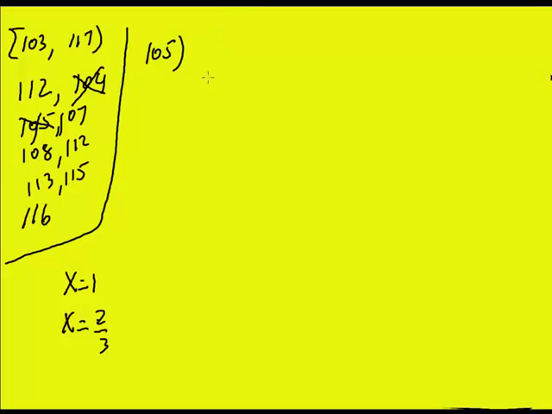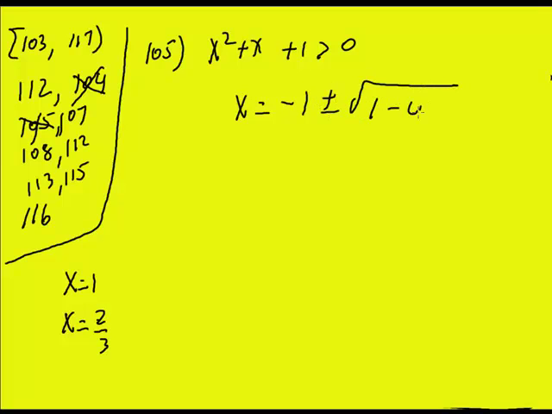Alright, 105. Here's a quadratic inequality. That means I have to factor and do number line analysis. I try to factor, I can't factor. If I can't factor, I have to go to the quadratic formula. x is equal to negative b plus or minus the square root of b squared, which is 1, minus 4 times a, which is 1, times c, which is 1, all over 2 times 1.